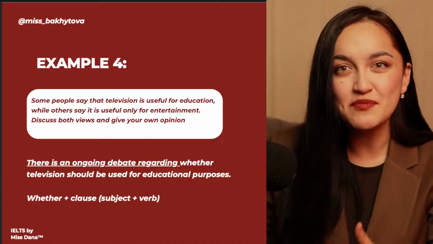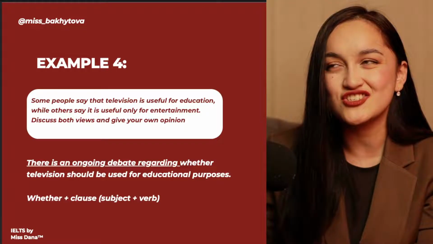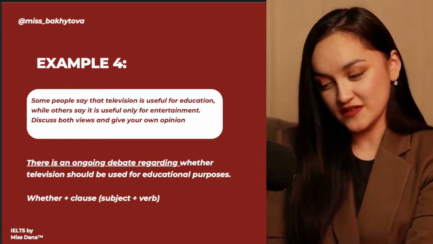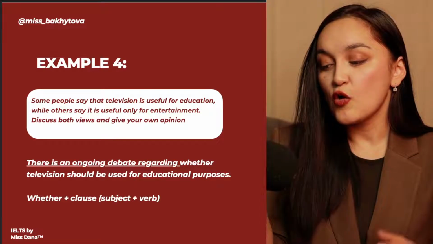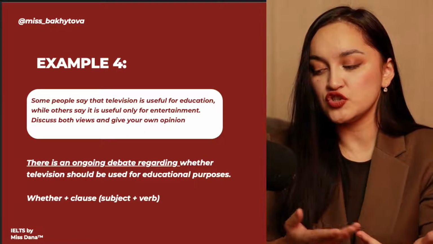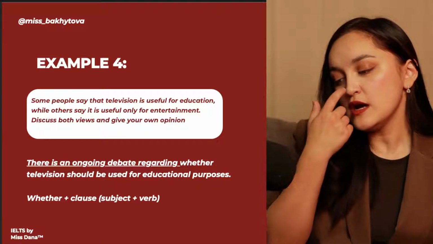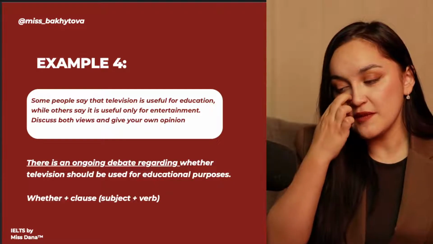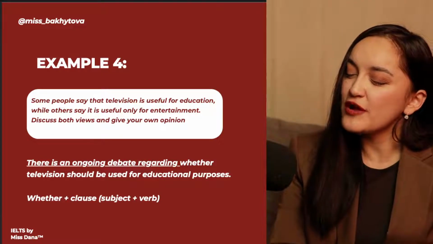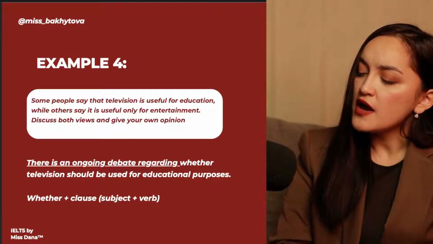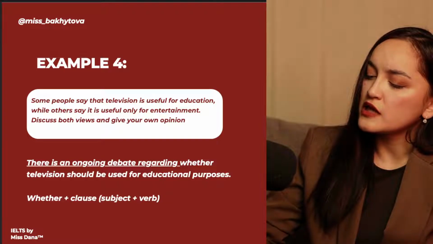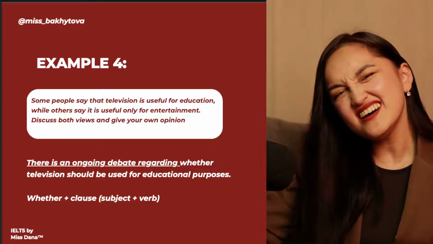So in reported statements, reported questions, yes or no questions, you would change the direct speech into indirect speech using the word whether, right? So here's what we are doing, basically. Whether plus has to be a clause, right? Subject plus verb. So whether television should be used for educational purposes. You can also add with some there. So as I mentioned earlier, the with part is optional. So you may add it or you may not. If we added it here, for educational purposes, with some arguing that it's solely for entertainment and others, I don't think it's necessary though.